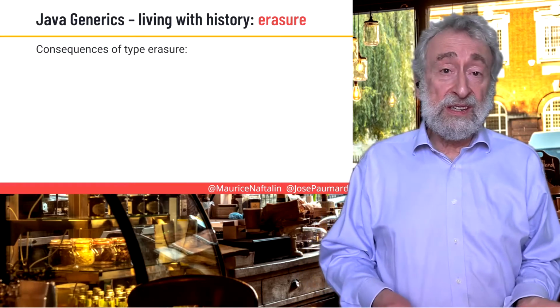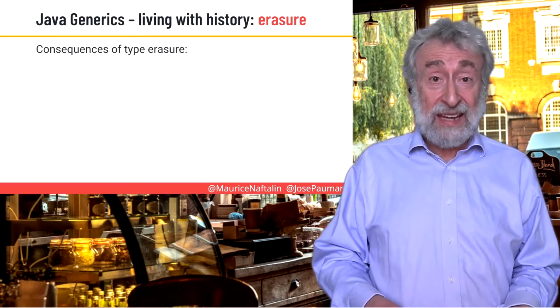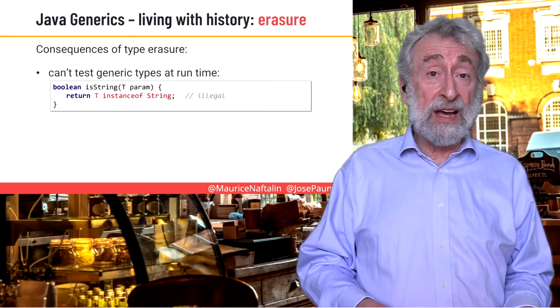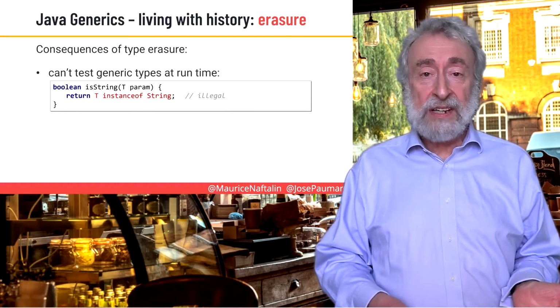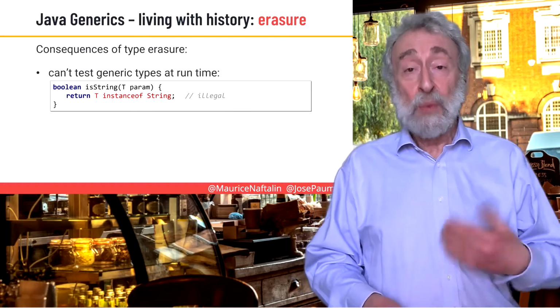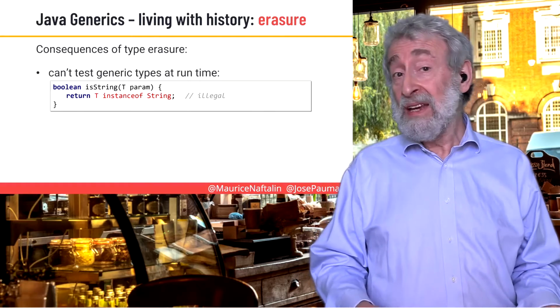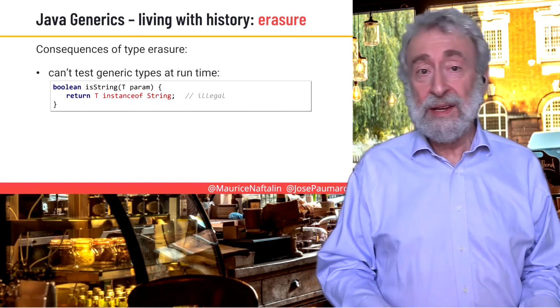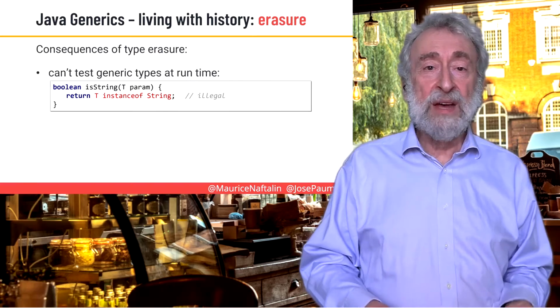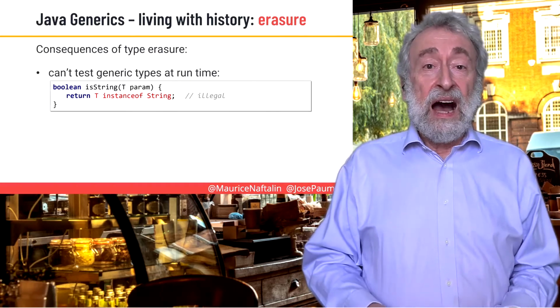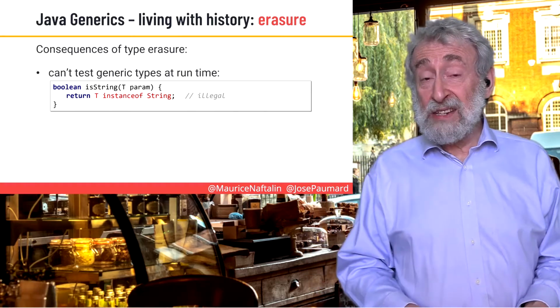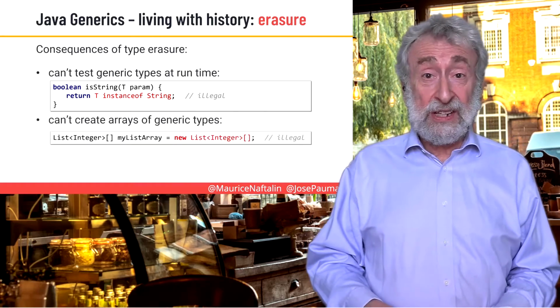One consequence is that you can't do a runtime test like instanceof on a parametric type. So here, the type of the parameter param is a generic type T, and in this example, we would like to ask it at runtime, is it of type String? But we can't ask that question at runtime because the type T has disappeared. It's been erased. An even stranger drawback is that you can't create arrays of generic types.